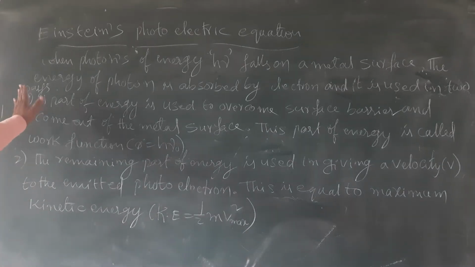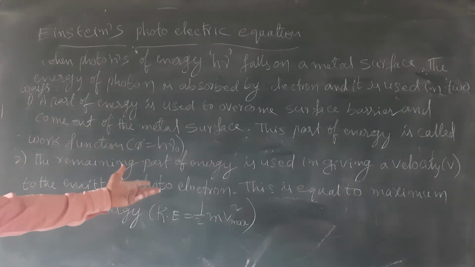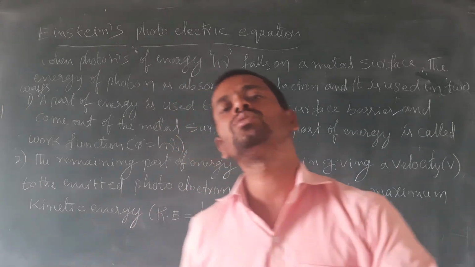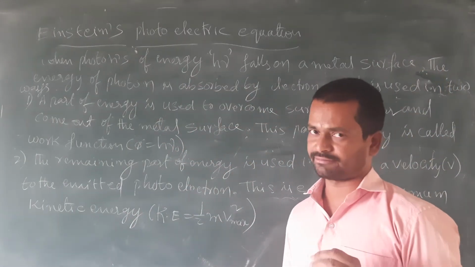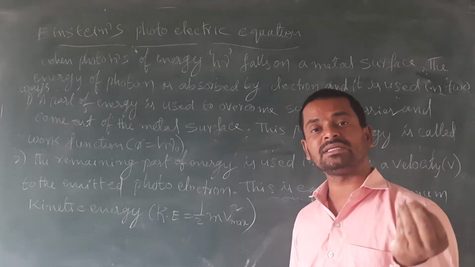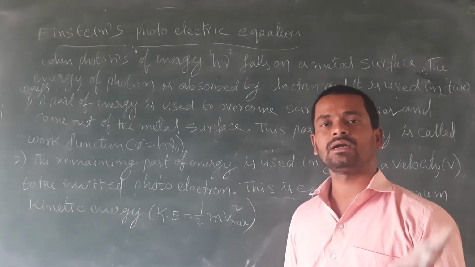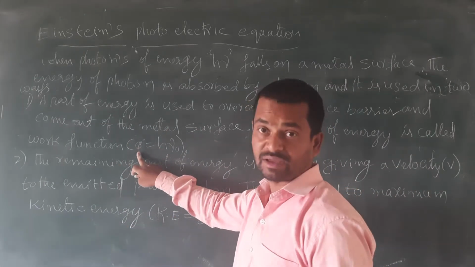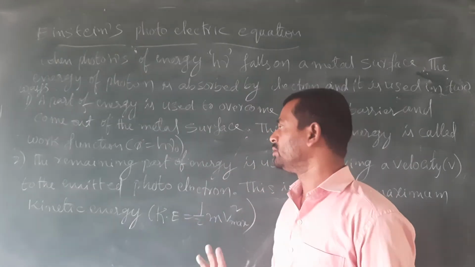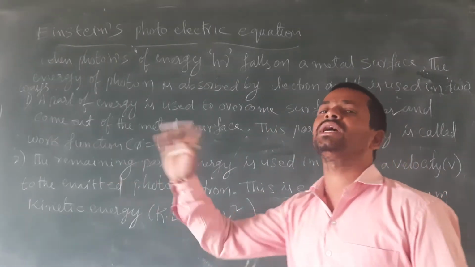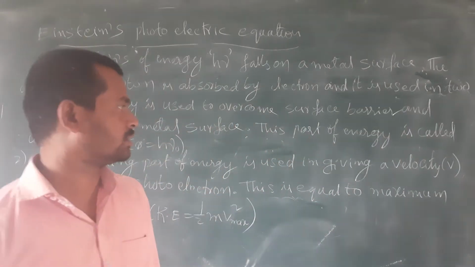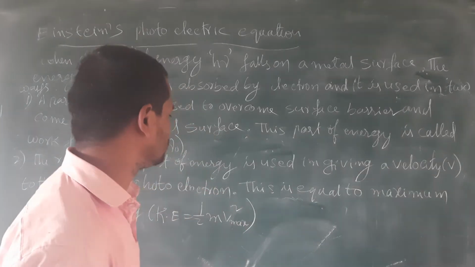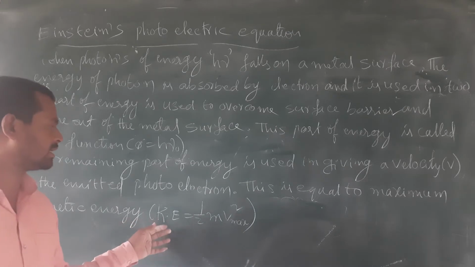So see here, how is energy utilized by the electron? Part of the energy is utilized to come outside from the metal surface. How much energy is utilized by the electron to come outside? That energy is called the work function. The work function formula is this one. Either it is denoted by phi or W. Next, the remaining part of energy is to move the electron, to travel with a certain velocity. When it has velocity, automatically it has kinetic energy. So it has a maximum kinetic energy. So that kinetic energy is this one.